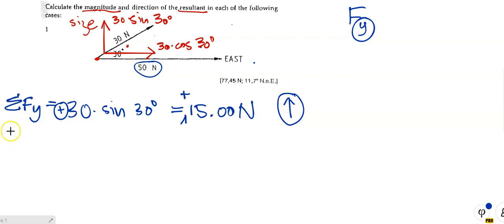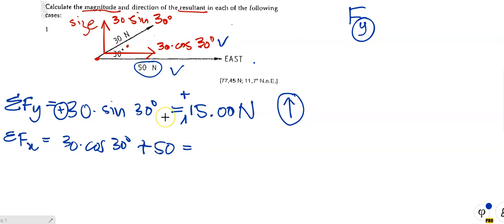Okay, I'm summing horizontals. So the sum of the forces in the horizontal is equal to, how many horizontal forces do we have acting at the joint there? We've got two. We've got this one and we've got that one. Because they're both going horizontally to the right, it will be both plus. So it will be 30 cos 30 plus 50.